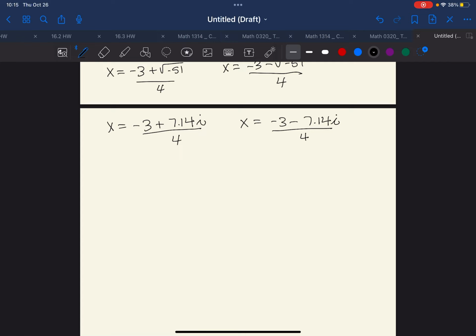For this answer, since we are having imaginary solutions, we could stop here and say these are our answers. So we get x is equal to negative 3 plus 7.14i over 4, and x is equal to negative 3 minus 7.14i over 4. So those are our two solutions.